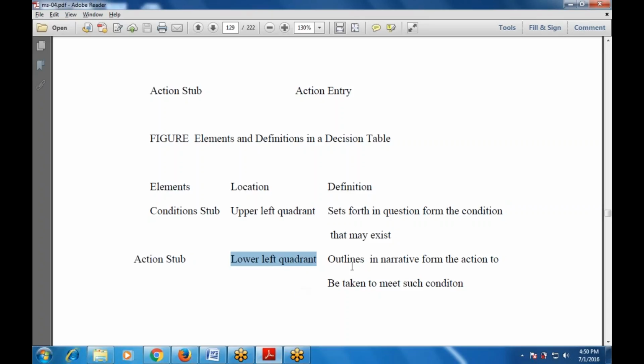This is for the lower left quadrant. So it outlines in narrative form the action to be taken to meet such condition. So whatever the condition, whatever the action that is taken, these actions should be carried out to meet the successful conditions. So one is a condition step, one is an action step. And the location is the upper left quadrant and the lower left quadrant. Definition means the explanation: it sets forth the question from the condition that may exist, then outlines in narrative form the action to be taken to meet such condition.